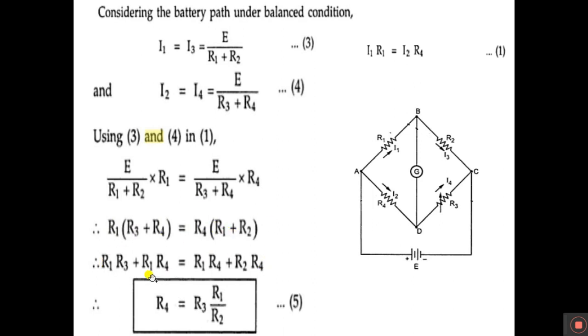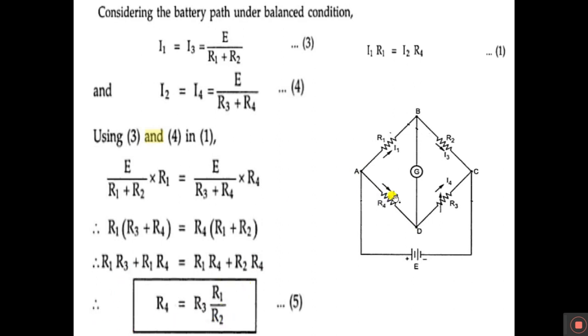Anyway, on both sides of the equation we have R1 R4. So this R1 R4 and this R1 R4, LHS and RHS cancel. Now I can get the expression R1 R3 equal to R2 R4. My aim is to find the unknown resistance R4. This is the unknown resistance. So R4 becomes R3 into R1 divided by R2. So this is the final expression for the Wheatstone bridge.